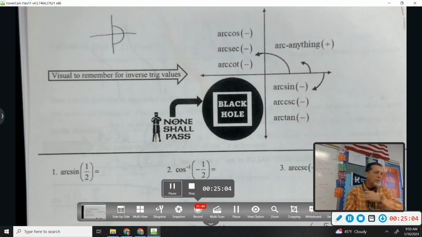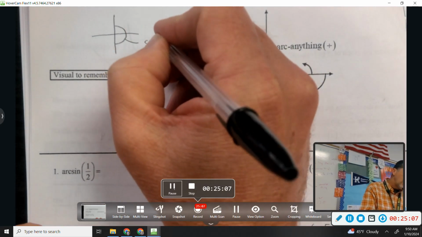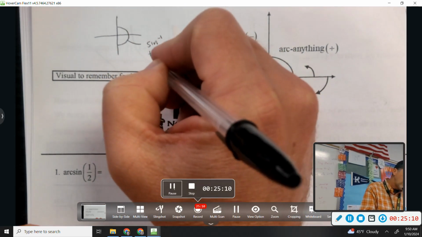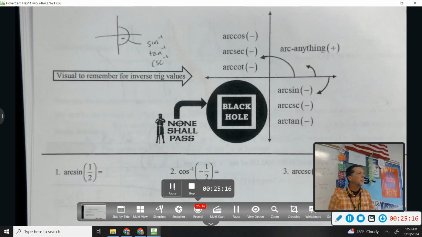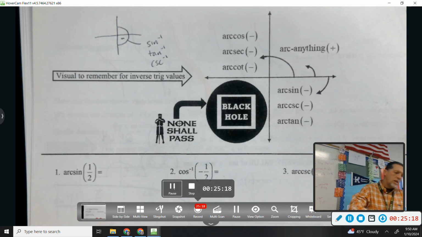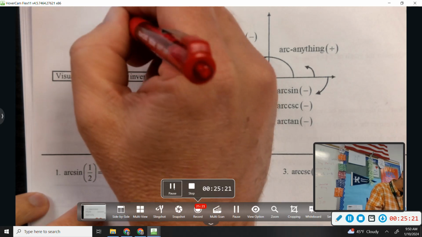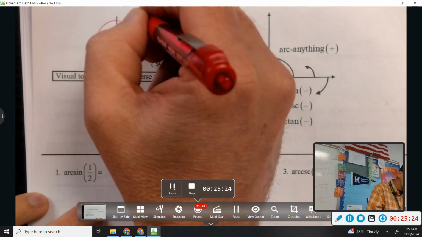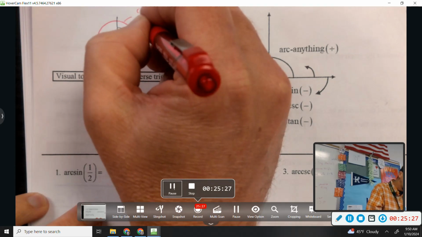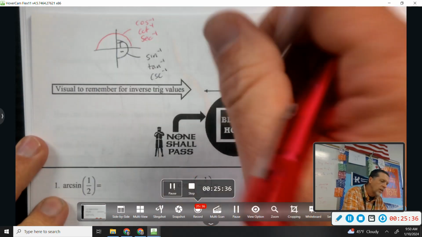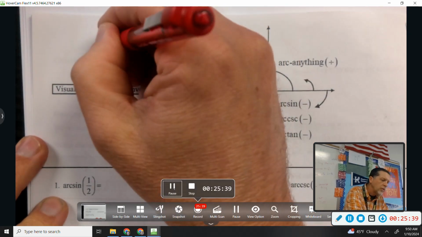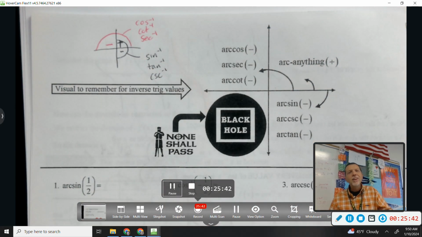So quadrant 1 and 4 is sine, tangent, and cosecant. Those come from 1 and 4. From 1 and 2 come the other ones: inverse cosine, inverse cotangent, and inverse secant. So everything's positive in the first quadrant. If it's negative is where we have to be careful. Although you really don't have to be careful. As long as you stay out of the third quadrant, you're going to be fine.